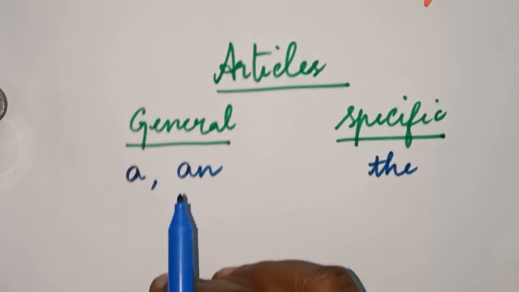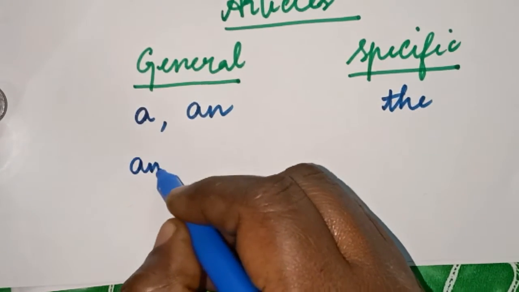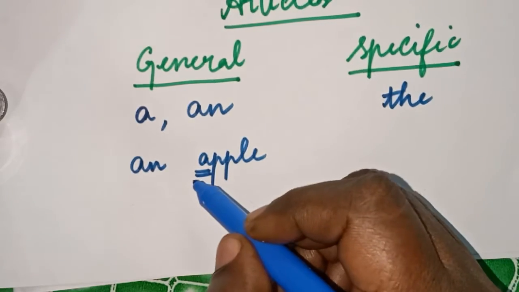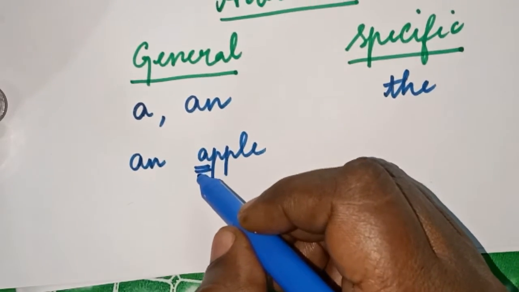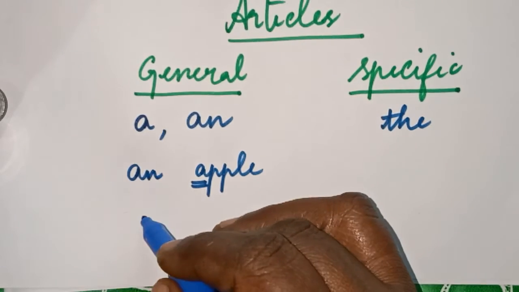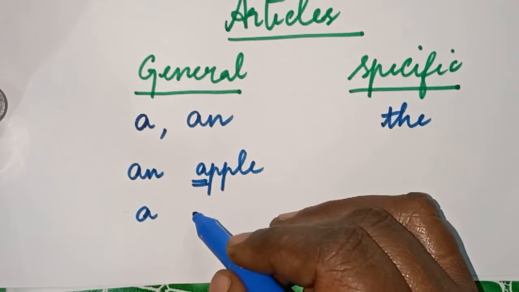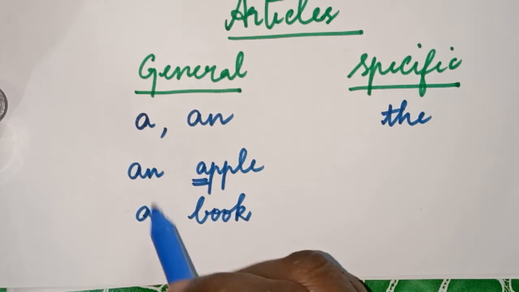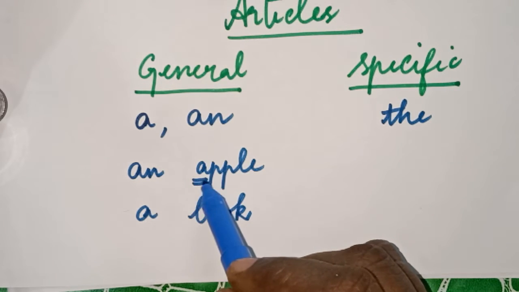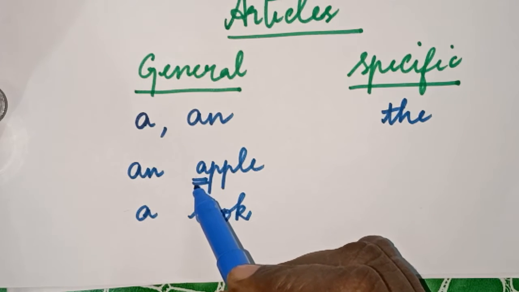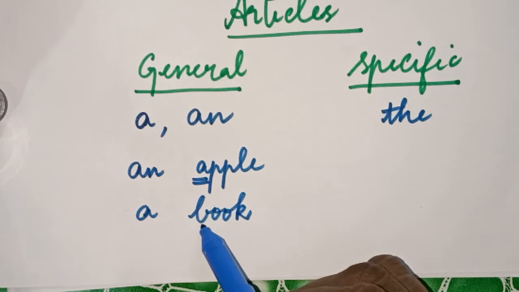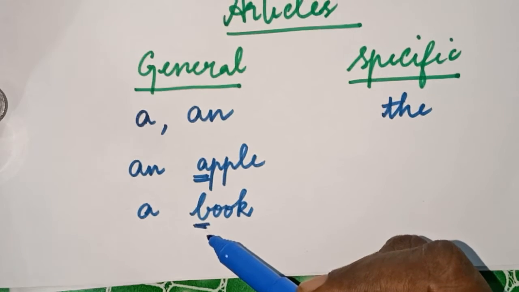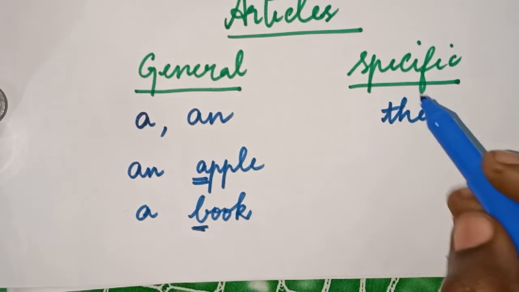For example, I have an apple. When you have a vowel sound, we use an, and a is for the consonants, as you know. A book. I have a book. I have an apple. So all the vowels and vowel sounds will take an, wherein the consonants B, C, D, F, etc. will take a.